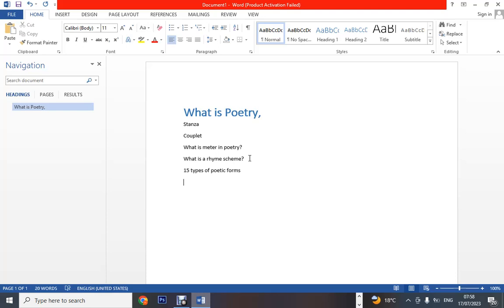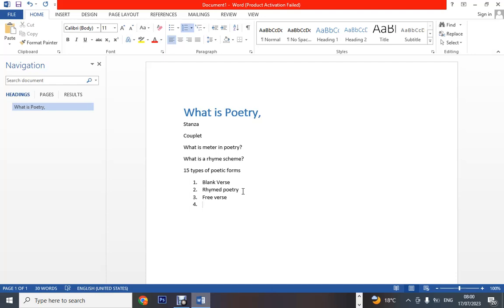Okay, the first one is blank verse. Second is rhymed poetry. Then the third one is free verse. So we've looked at the first one, that is blank verse. The second one is rhymed poetry.